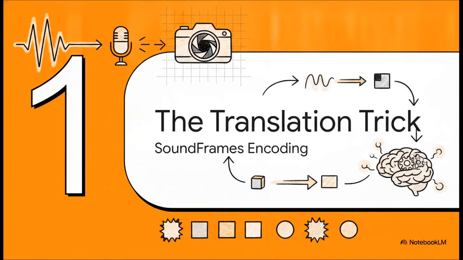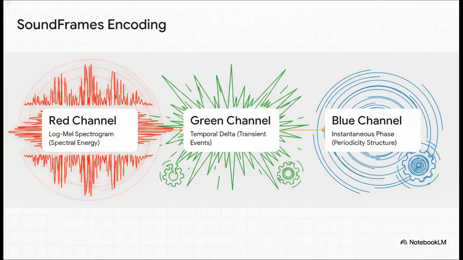Section 1: the translation trick, or what they call SoundFrames. Okay, here is where the translation actually happens. The crucial point is how they format this data. A standard digital image is made of red, green, and blue channels, right? Well, the researchers stacked 3 different acoustic metrics into these channels to create an RGB image.